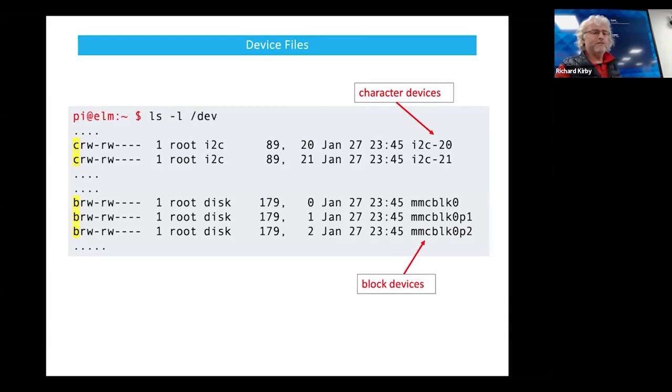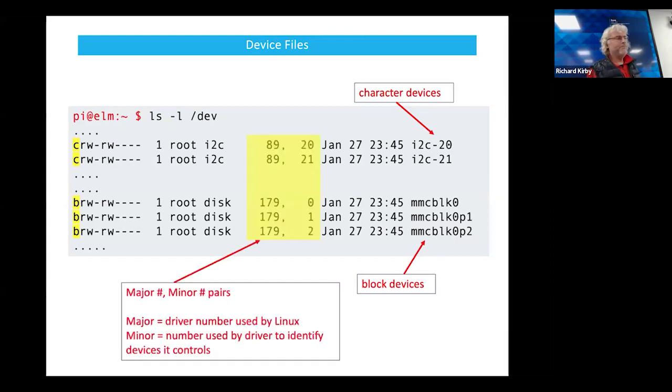Block devices here, so these are multimedia. This will be some sort of SD card that's on my Raspberry Pi. The drivers themselves, you might give them a name, but the kernel only recognizes them by numbers. So every driver will have what's called a major number. In this case here, for the character driver controlling these I2C ports, the major number is 89. And that driver controls 2 ports. Those are referenced with a minor number, so 20 and 21.